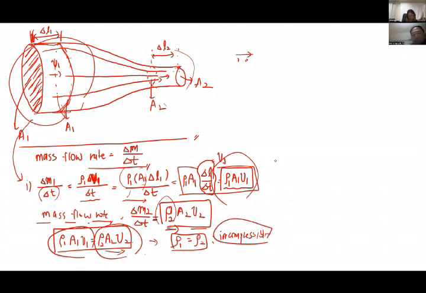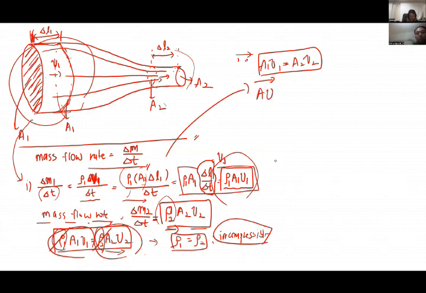So we can take rho one and rho two out of this formula because they are the same. So area times velocity of the fluid should be the same, the conserved quantity. This area times velocity we sometimes call the volume rate of the flow. Now with that idea we can derive the formula of Bernoulli's equation. Let's move on.